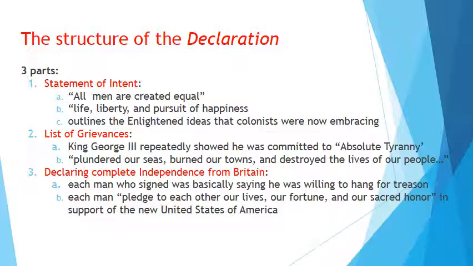Things like the Stamp Act, things like the Quartering Act, things like sending the troops against the British colonists. And what they said was, King George III has plundered our seas, burned our towns, and destroyed the lives of our people. So they listed out the reasons why they had to break up with King George and England. Finally, the last part was their declaration of complete independence from Britain.